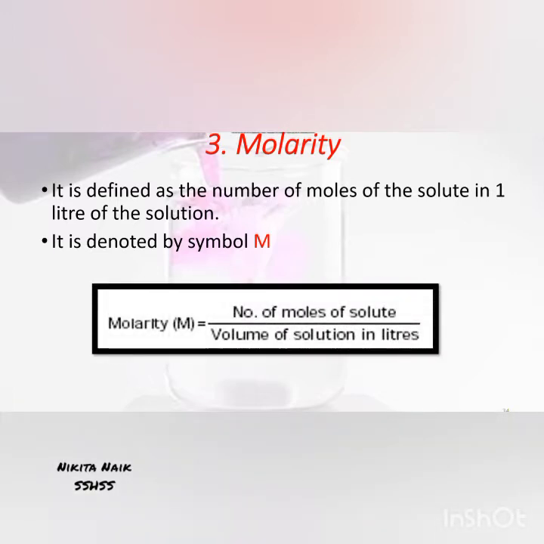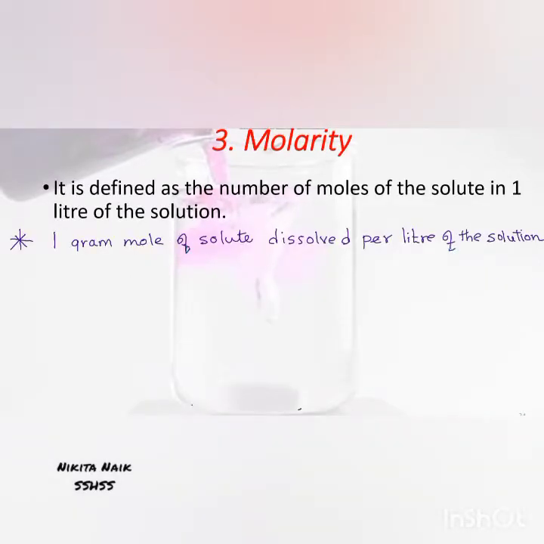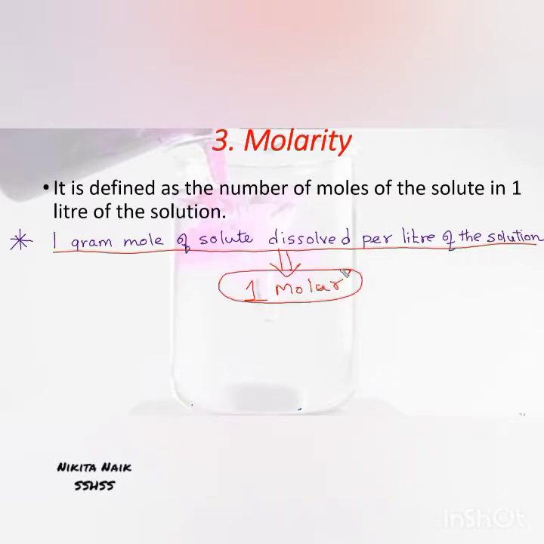So we can write down the formula of molarity. M is number of moles of solute divided by volume of solution in liters. So now if I have 1 gram mole of solute dissolved per liter of the solution, meaning this solution is 1 molar solution. This particular solution is 1 molar solution.